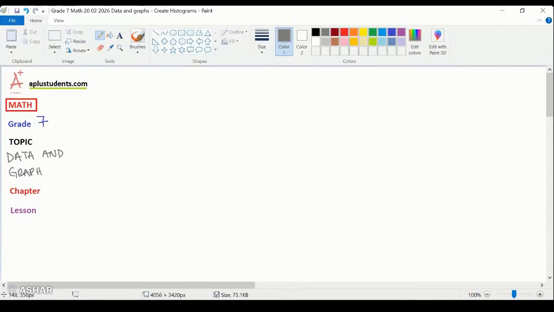Okay, so let's look at the chapter number and the lesson number. The chapter number is 23 and the lesson number is 9. Chapter number 23, lesson number 9. The name of the lesson is create. We'll see today how to create a histogram.